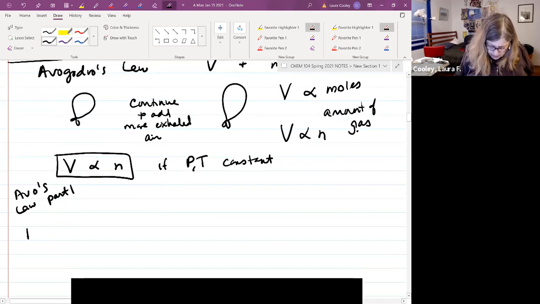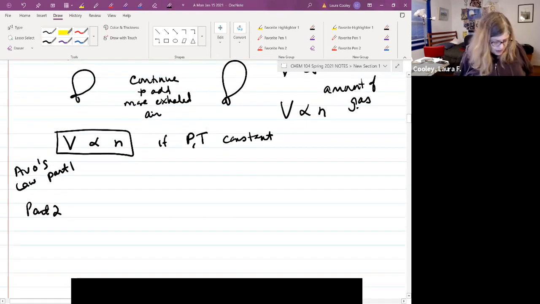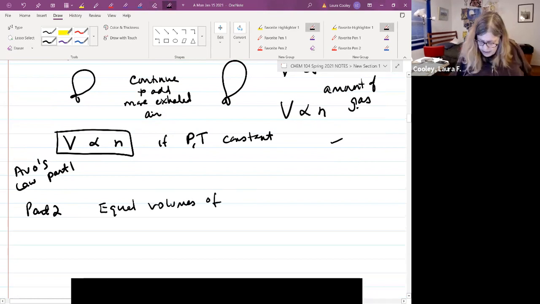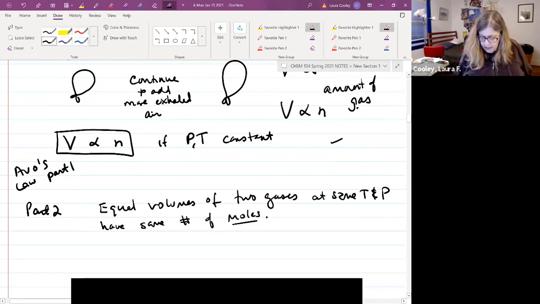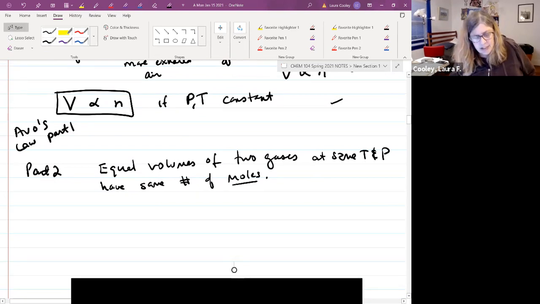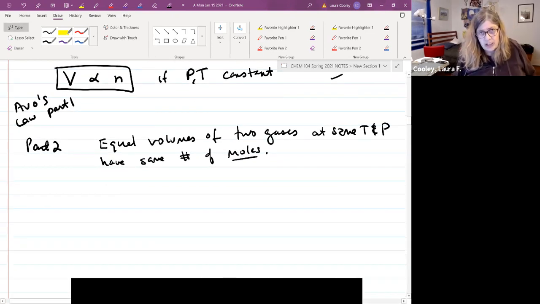But there's another part, which I think is almost more interesting, really, because part 1 is kind of intuitive. Part 2 says that equal volumes of two different gases at the same temperature and pressure have the same number of moles, okay? Equal volumes of two different gases have the same number of moles. So why would that be? Well, I have to ask the question, what determines the volume of a gas?